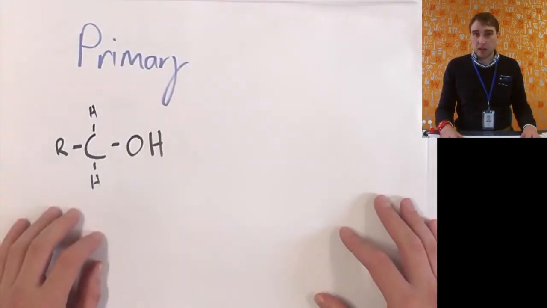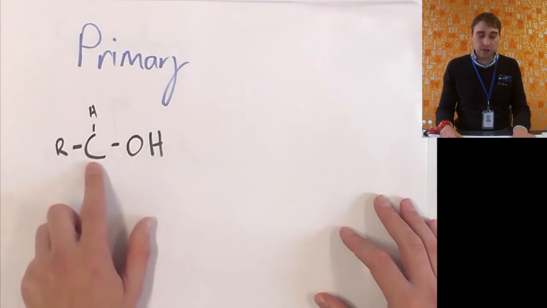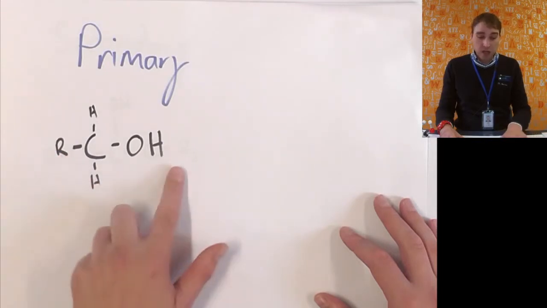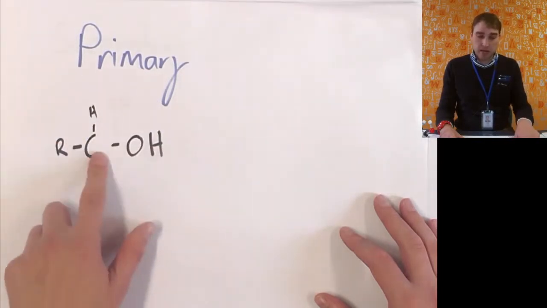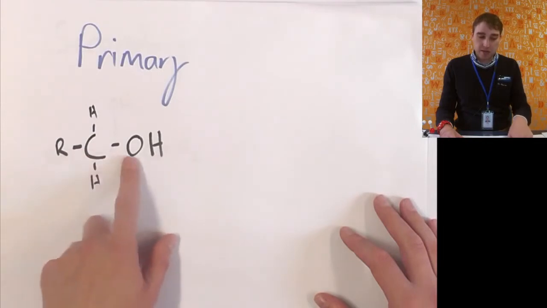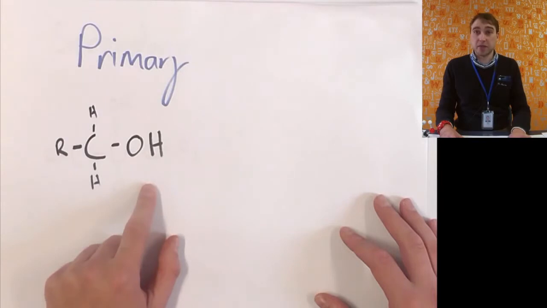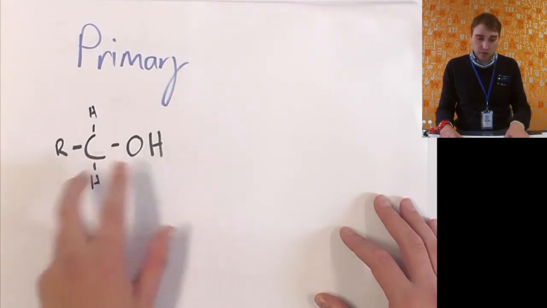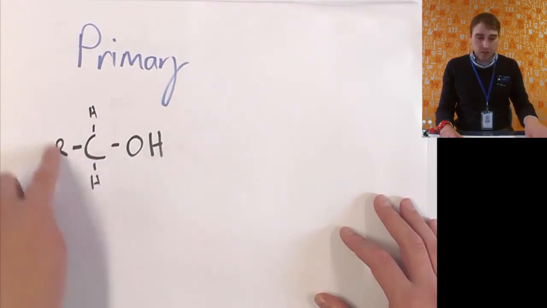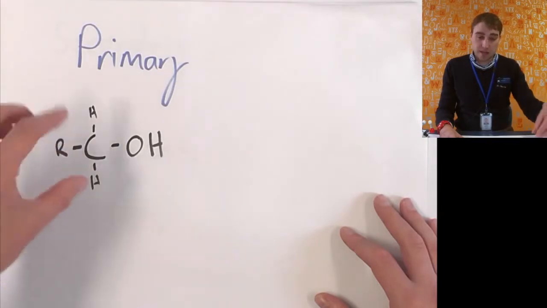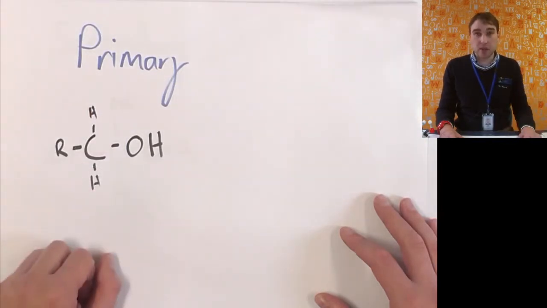So for a primary alcohol, the hydroxyl group is attached to a carbon that's attached to one other carbon, or in the case of methanol, a hydrogen. So when we're looking at primary, we're talking about how many carbons the carbon that's attached to the hydroxyl group is attached to. That sounds confusing, but what you do is you look at the hydroxyl group, you look at the carbon, and you see what it is attached to. If it's attached to another carbon, that makes it primary. If it's attached to 2 carbons, that would make it secondary. If it's attached to 3 carbons, that makes it tertiary.